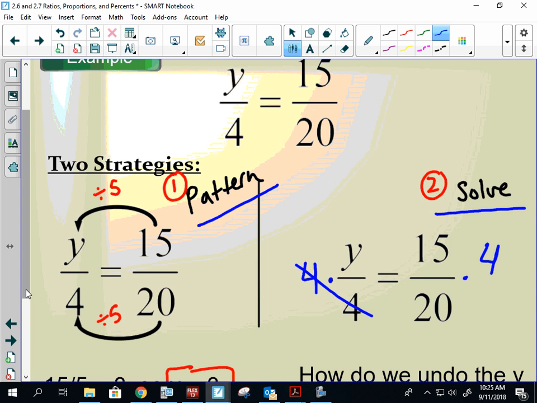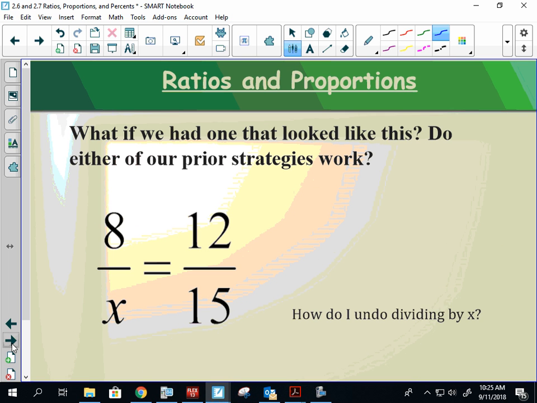It will always work, but it's more helpful in some situations than in others. So for example, what if we had one that looked like this? Do either of our prior strategies work? Well, if I try and look, how can I easily get from 12 to 8? Well, I can't using multiplication and division. You might think subtraction, but subtraction wouldn't work.